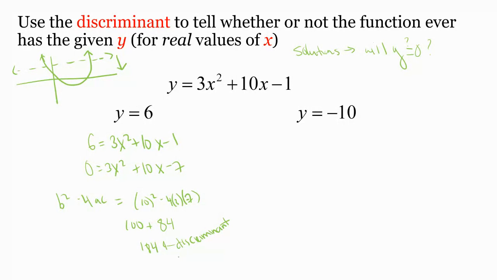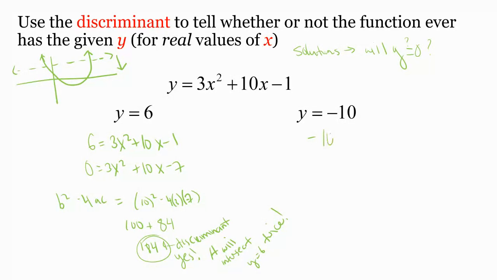yes, it will intersect y equals 6 twice. I know that because I have a positive number, right? 184 is not a perfect square, so they're not going to be rational numbers, but it will intercept it twice.